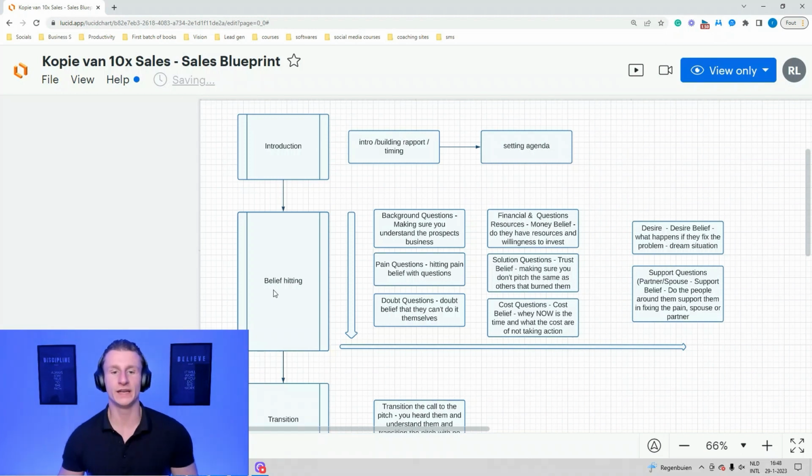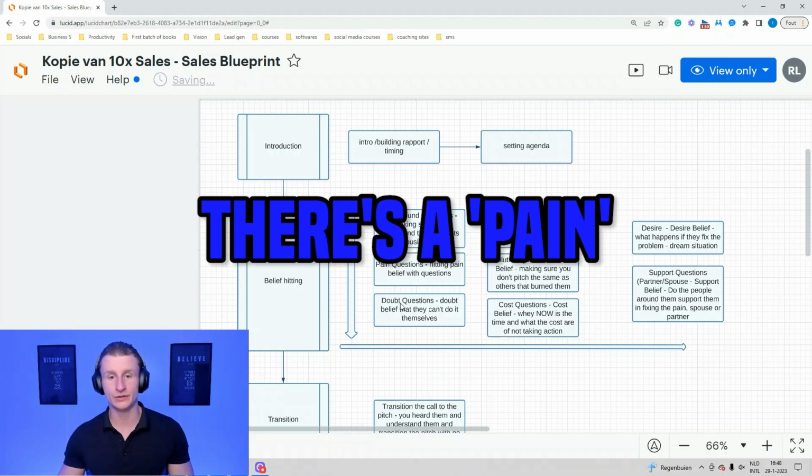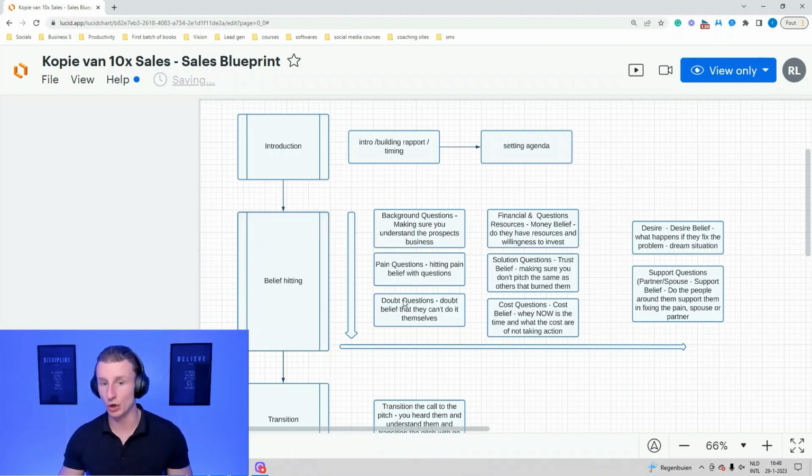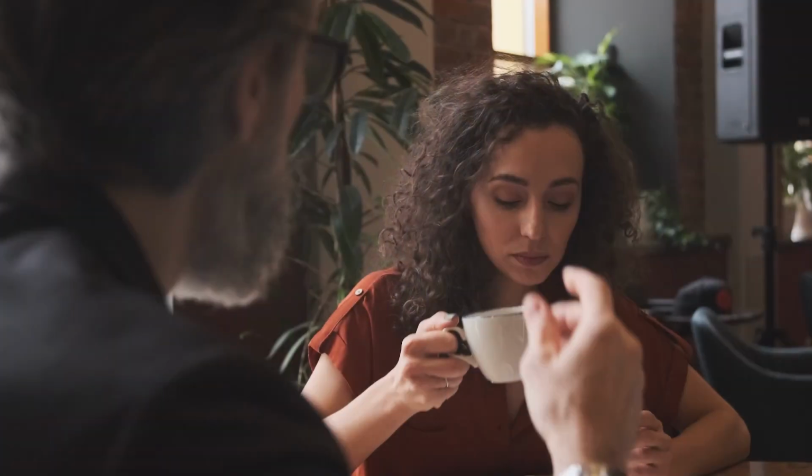But what are belief hitting questions eventually? You have the pain questions, doubt questions, financial questions, solution questions, goals questions, desire, and support. So these are certain beliefs that you need to hit in order to make sure that you can convert the prospect, because the prospect needs to first of all believe that there's a pain, that there's a doubt. So you need to ensure that the person thinks and knows, if that's the case, that they can't do it themselves. You need to ensure that they have the willingness and resources to invest. So they need to understand that this option that you're explaining to them is something that's worth a lot of money, and just check in if they actually have the resources and willingness to invest.